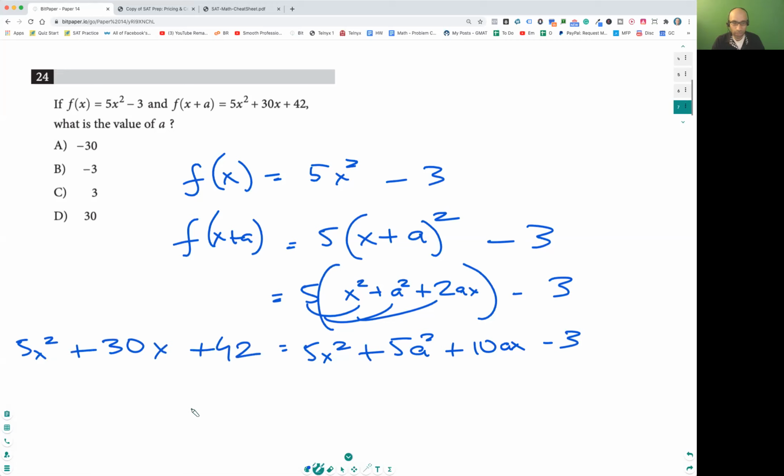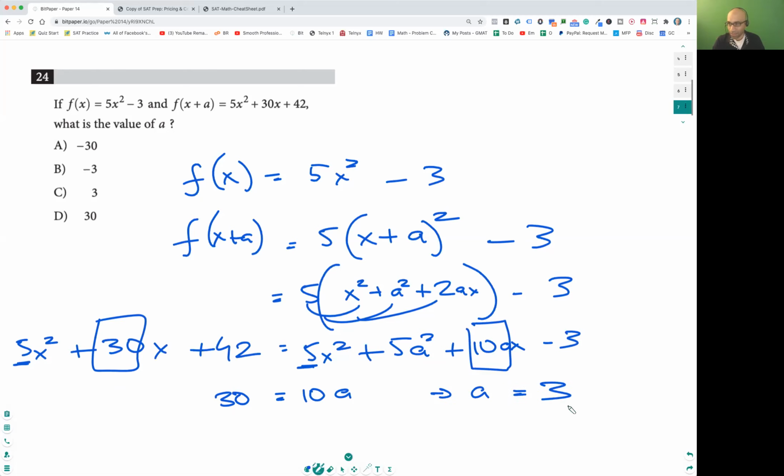So there's a variety of ways of doing this. The simplest is just take this and this, compare. Again, guys, this is the comparison concept, right? So whatever the x squared coefficient is, 5 and 5, that's fine. The x coefficient is 30, and right over here it's 10a. Okay, so 30 is equal to 10a, and so a is equal to 3.